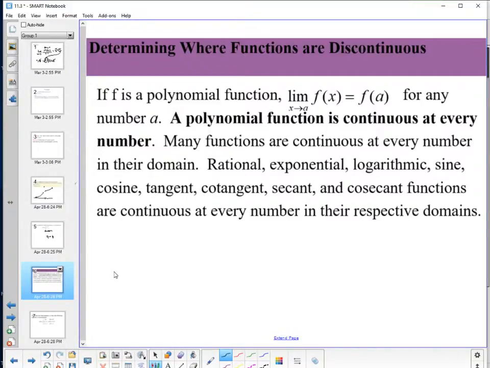If f is a polynomial function, the limit as x approaches a of f of x has to be equal to the value of f of a for numbers a. That sounds weird, doesn't it? It's just saying that as you approach, like let's say we're approaching x, and x is 3, and the y value is, I don't know, 5. Make sure that we're approaching 5, and that it's also equal to 5.